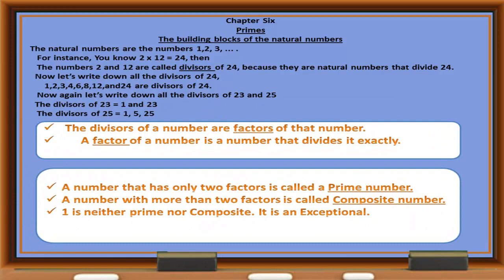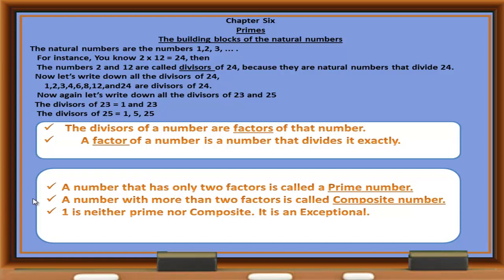A number that has only 2 factors is called a prime number. A number with more than 2 factors is called a composite number. 1 is neither prime nor composite. It is an exceptional number. Therefore, a number that has only 2 factors is called a prime number.